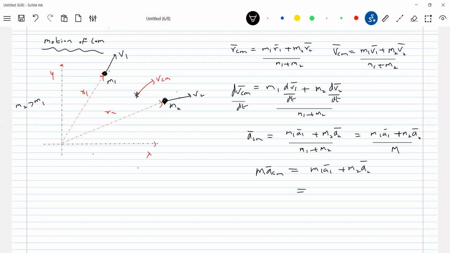What is m1 A1? The force acting on particle 1. For our convenience, let the force acting on particle 1 be F1, and the force acting on particle 2 be F2. So what are F1 bar plus F2 bar? It is the resultant force that is acting on the system. We will call this F external.